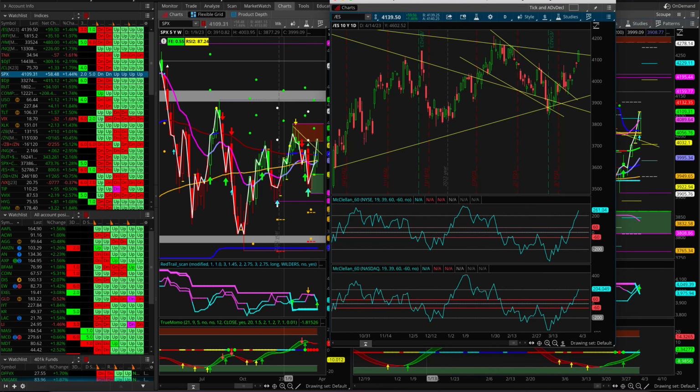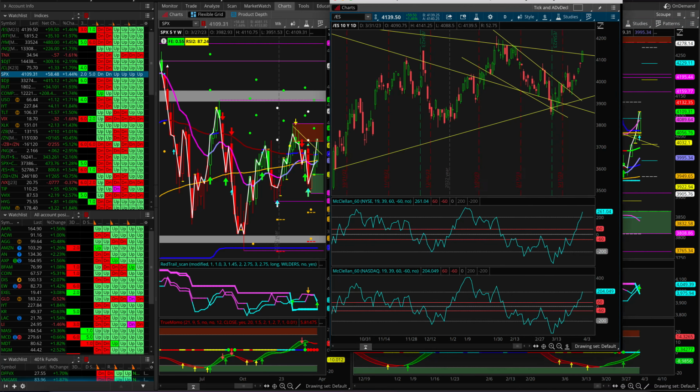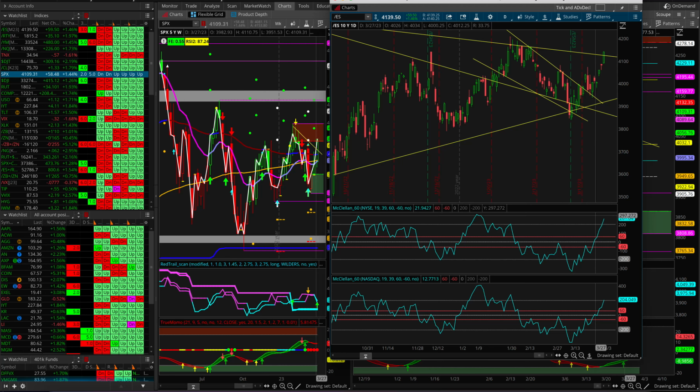I wanted to point this out too. This is something I drag out every now and then for you guys. I look at it more often than that, but these are the McClellan oscillators, for the NASDAQ and the New York Stock Exchange. I don't even know exactly what these measure.